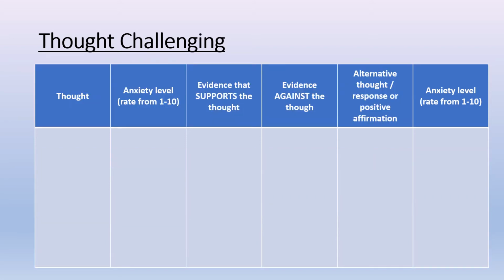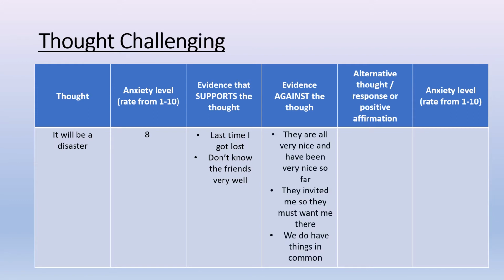Let's try an example. Imagine you're going to meet a group of new friends. You think it will be a disaster and you rate your anxiety as 8 out of 10. The evidence that supports this thought is, last time I went to the pub, I got lost and I don't really know these friends very well. The evidence against this thought is, well, they're all very nice and they've been very nice to me so far. They invited me, so they must want me there. We do have things in common, so we should have some things to talk about.